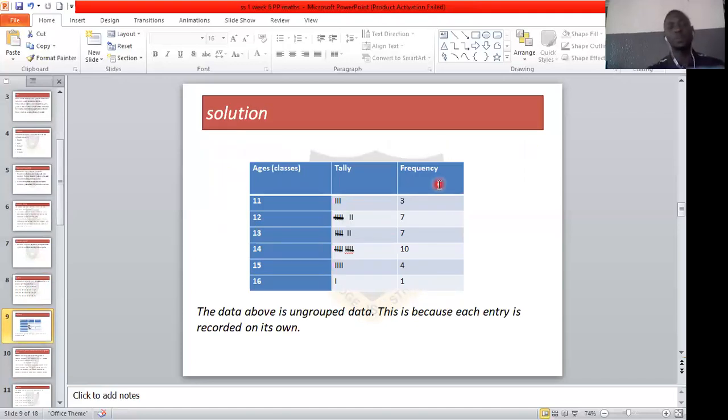So how do you get this information? Start from the first column. You arrange the values in ascending order, that is from the lowest up to the highest. The lowest age is 11, and the highest age is 16. So how many levels do we have there?